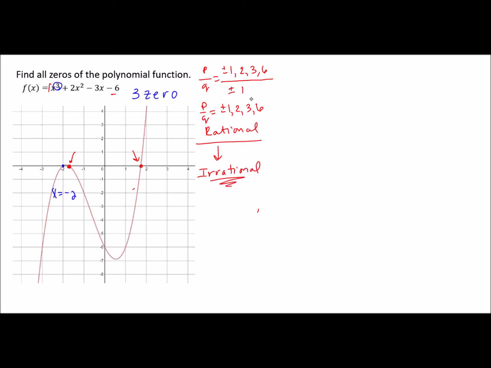If none of the rational solutions show up, right, obviously that's not -1 or that's not 2 or whatever, then that means your answer is going to be irrational.